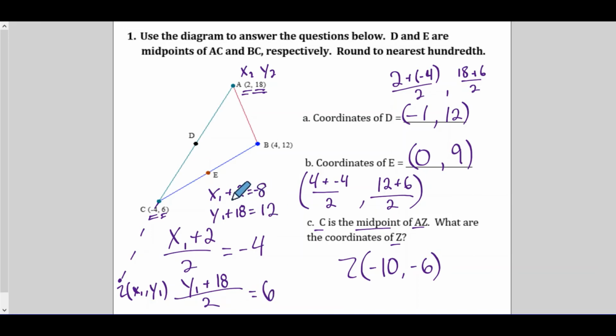And I guess you can probably see where this is going. We're going to subtract 2 from both sides, and you get the x-coordinate for z is -10. And you're going to subtract 18 from both sides here. And you get that the y-coordinate for z is -6.